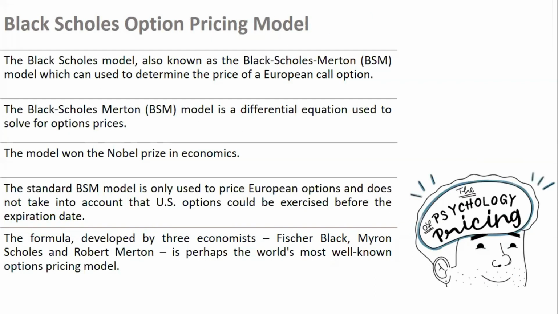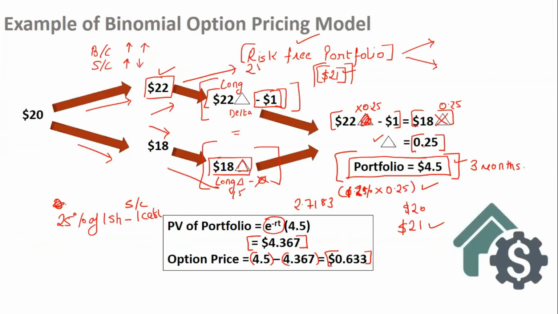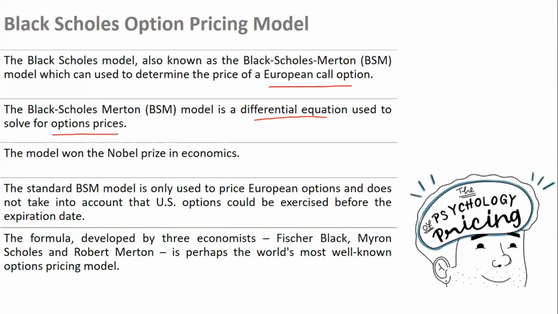All right, now let's look at the Black-Scholes option pricing model, one of the most famous models used for pricing European call options. The BSM model is a differential equation used to solve for option prices. So we are going to use an equation rather than this kind of iterative approach. This model was so famous that its creators received the Nobel Prize for it. The standard BSM model is only used to price European options, and it does not take into account American options.